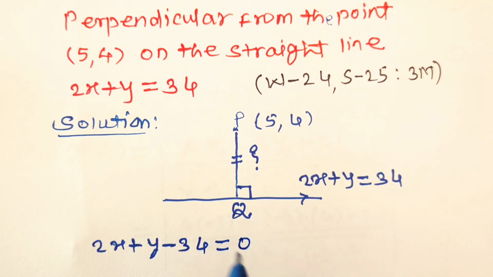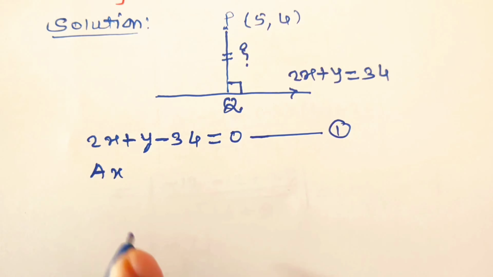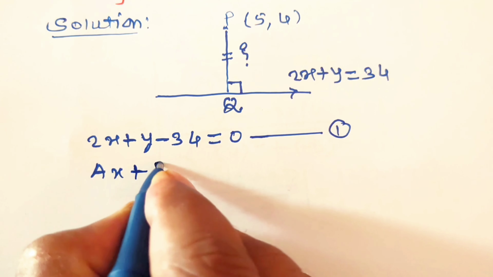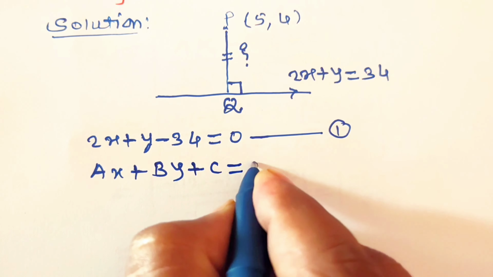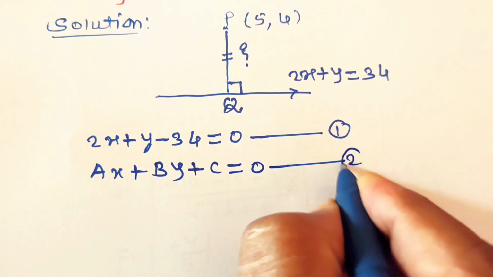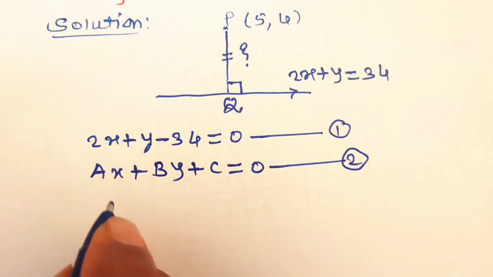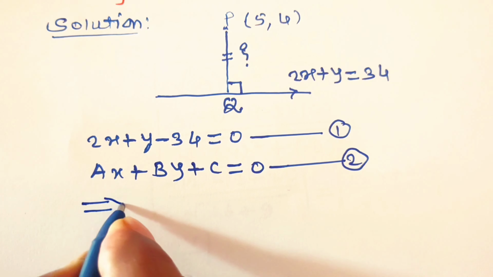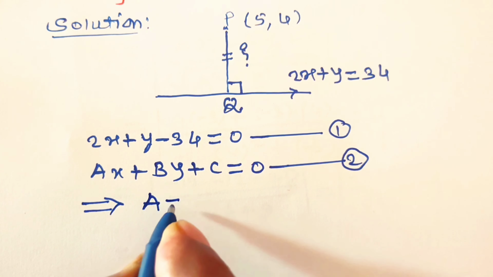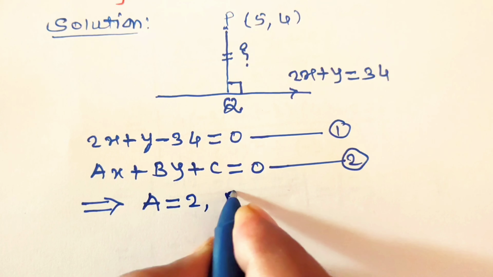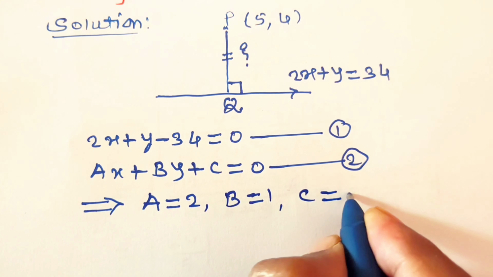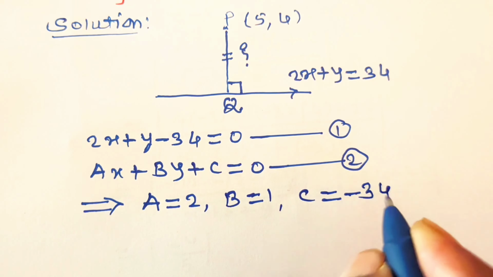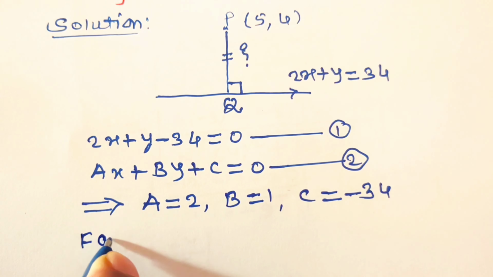Let us take 34 on the left-hand side, meaning taking all terms on one side. The equation becomes 2x + y - 34 = 0, and consider this as equation number 1. Now we are comparing this equation with the general equation of a straight line, ax + by + c = 0. Then ax = 2x gives a = 2, by = y gives b = 1, and constant term c = -34.